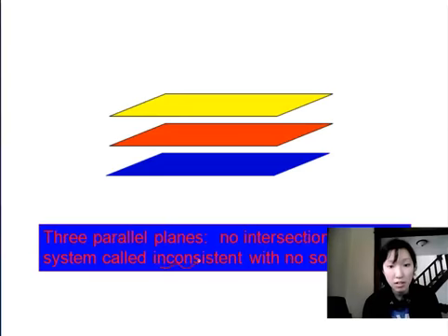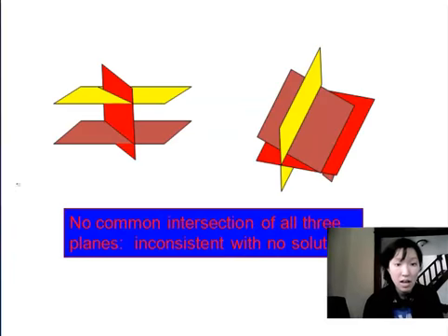This is something that we would call inconsistent. If our planes were all parallel to each other, they never intersected. And then also these ones, where our planes were kind of in a randomness such that they never all three intersected.